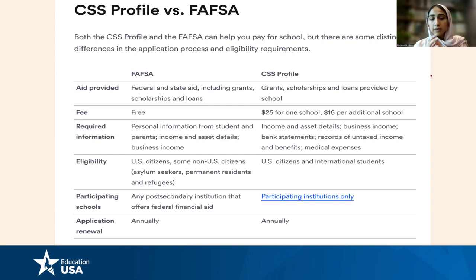Another thing is that the FAFSA is free. You can add schools on it and you don't have to pay a fee in order to have that report sent to different schools. However, the CSS profile, it is $25 initially for one school and then $16 per additional school. So keep that in mind.